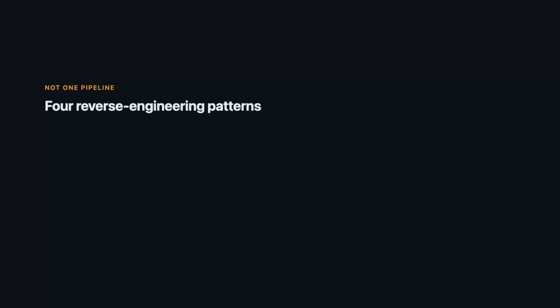The answer is not one rigid pipeline. It is 4 reverse engineering patterns. Each runs independently, each produces a durable artifact, and each can use another's output when it exists without requiring it. Pattern 1: reverse engineer a repo. Point an agent at a single repository, and it produces one durable document that explains how that repo is built.